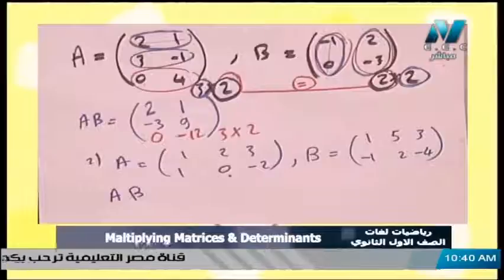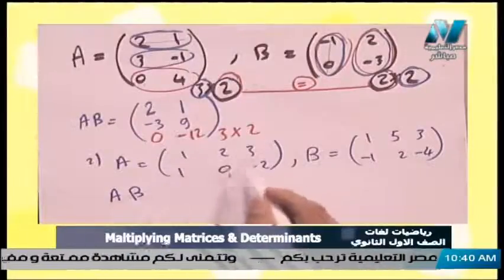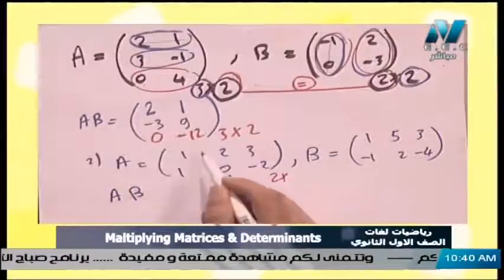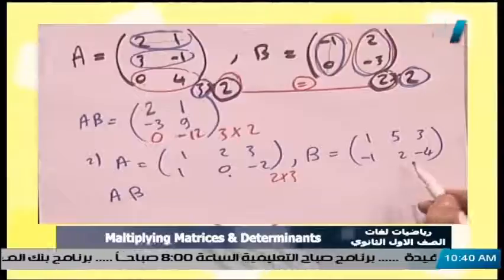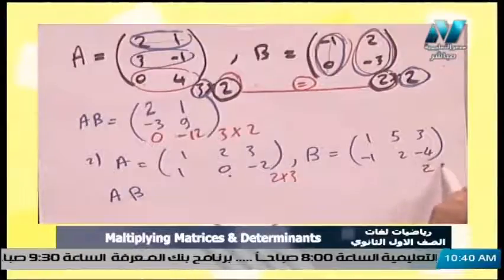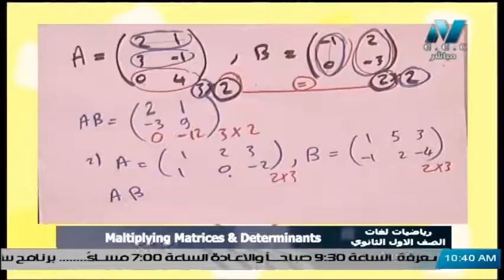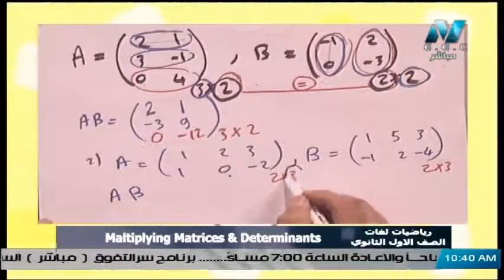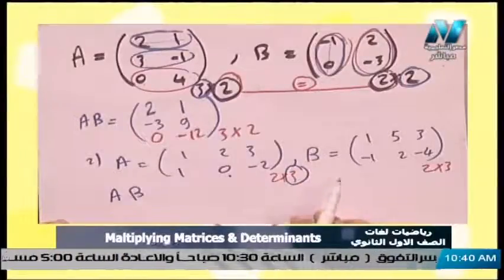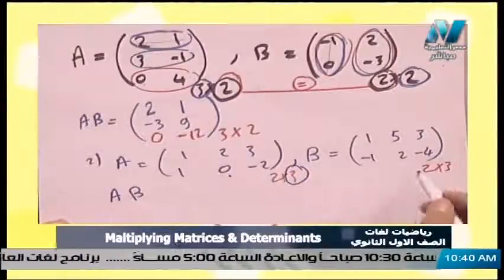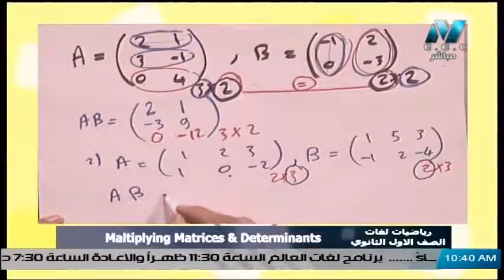We'll investigate now. We have here the order of this matrix: 2 rows by 3 columns, and this one is 2 rows also by 3 columns. Here the number of columns doesn't equal the number of rows, so AB is impossible.